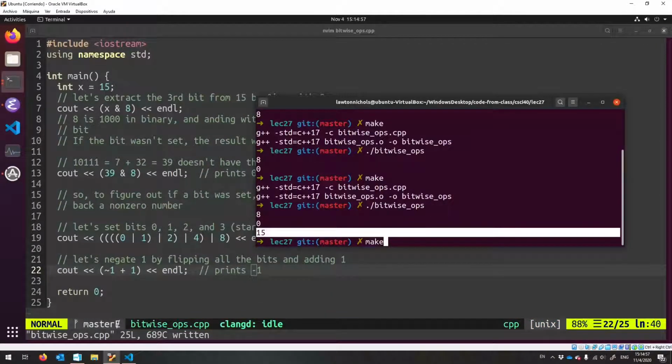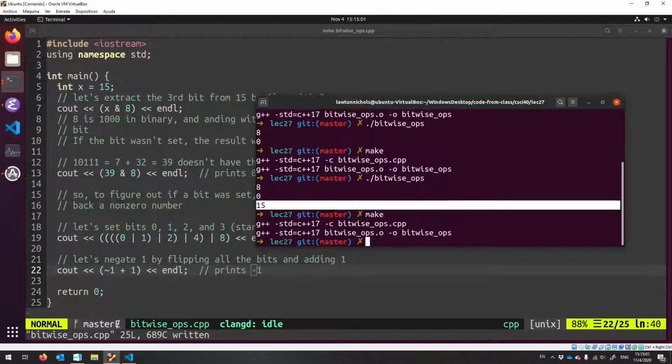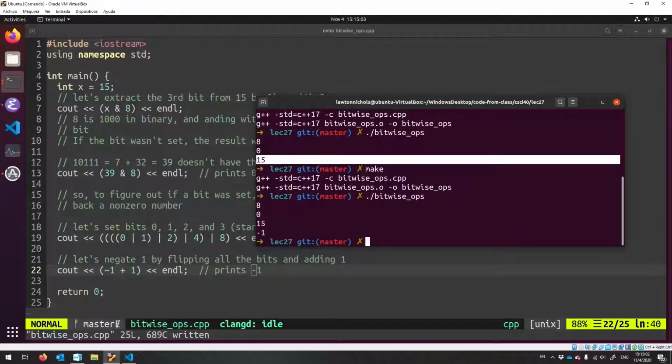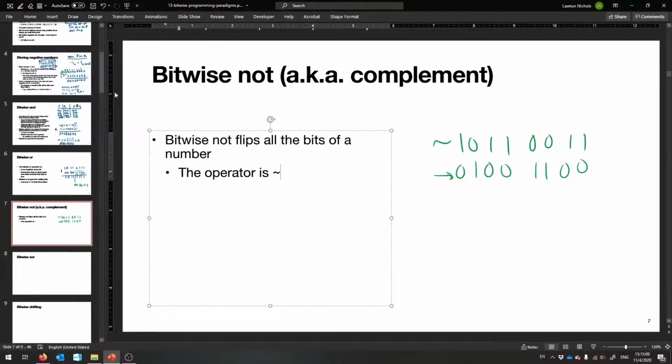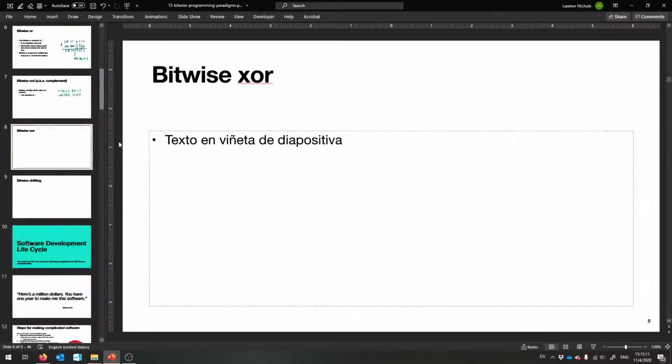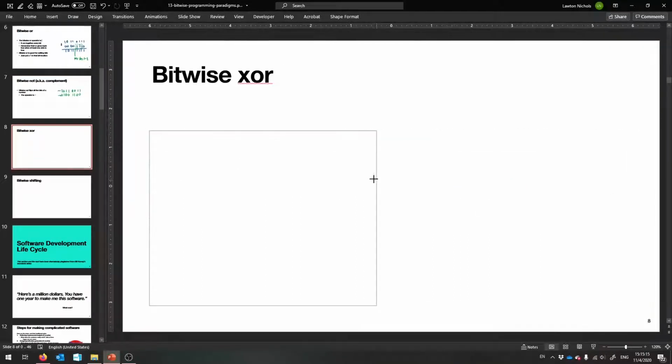Unless it does a certain thing, and I'll fix it if it does. Yeah, so it does give us back -1. Perfect. Awesome. So I'm very happy about that. All right. The next one is a weird one. It's called XOR, which stands for exclusive OR.